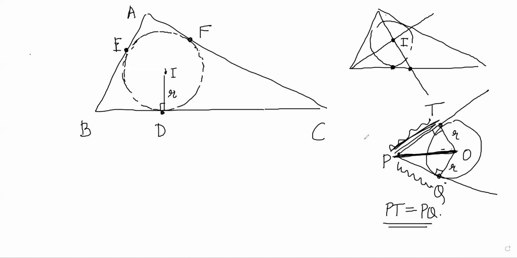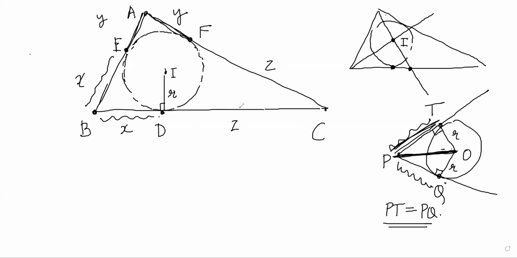Correct? Yes, sir. So now you can see here that B is a point from where tangents are drawn to this incircle. So length of tangent BD should be same as BE, right? Yes, sir. So let's call this X. So this is also X. Similarly, A is a point from where tangents are drawn. So AE will be same as AF. Let's call that Y and Y. And similarly from C, tangents are CD and CF. Let's call it Z and Z.